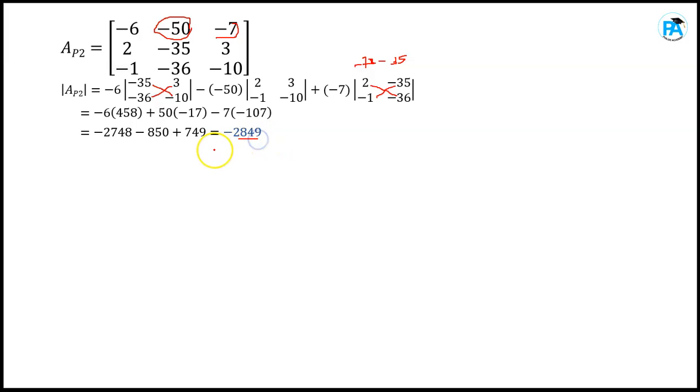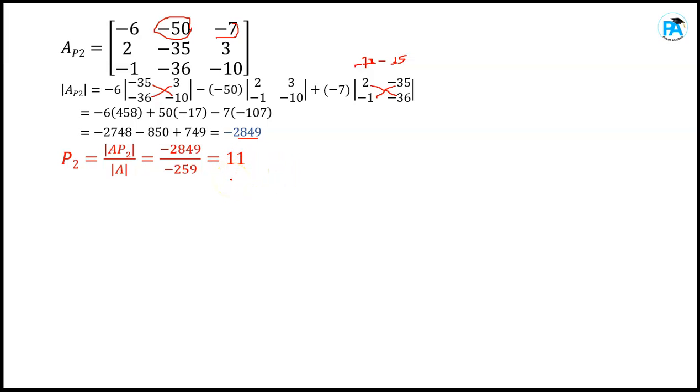So to get the price of commodity 2, the equilibrium price of commodity 2, what you do is take what you got for the determinant of AP2 divided by the determinant of matrix A. So that's what you do. When you simplify this, put this on your calculator, you get 11.